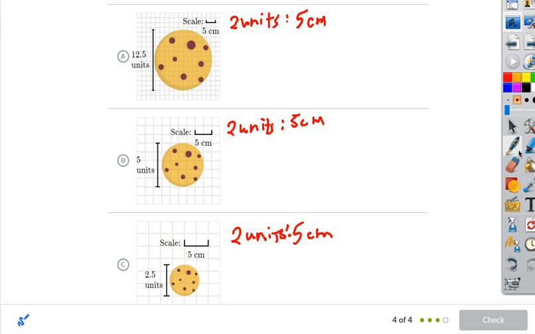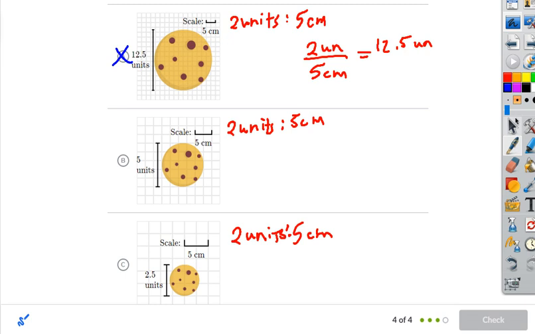So I'm very simply going to plug in my given numbers. I have 2 units over 5 centimeters. For this drawing, it's telling me that I should have 12.5 units at the top. Well, that's not what I'm looking for. I'm looking for 12.5 centimeters. So this one is wrong.